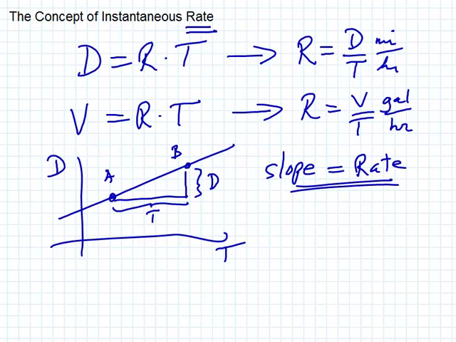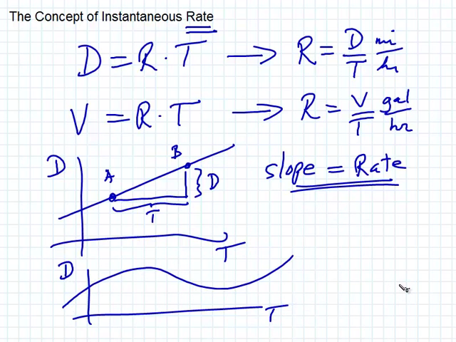Okay. And so we're very familiar with finding slopes of straight lines. What about when we get into more realistic problems where we don't have a trip that involves a constant speed the entire way? It's much more likely that when you take a trip, you're going to speed up and slow down and stop, maybe even go backwards and so forth. And so what if you have a distance versus time graph? It looks something like this.